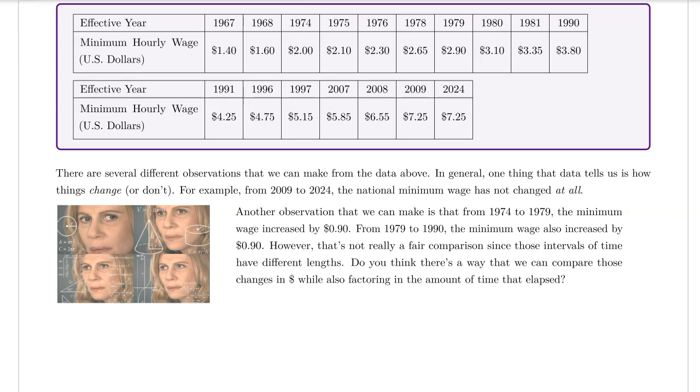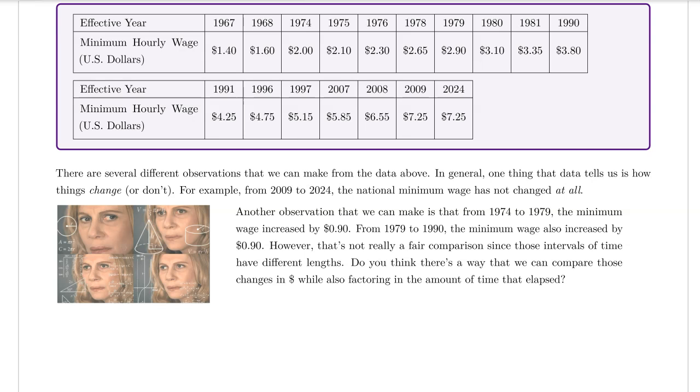In general, one thing that the data tells us is how things change or don't. For example, from 2009 to 2024, again, 2024 is the year that this video is being recorded, the national minimum wage has not changed at all. Another observation that we can make is that from 1974 to 1979, the minimum wage increased by 90 cents. From 1979 to 1990, the minimum wage also increased by 90 cents. In other words, their net changes were the same amount. However, that's not really a fair comparison since those intervals of time have different lengths.